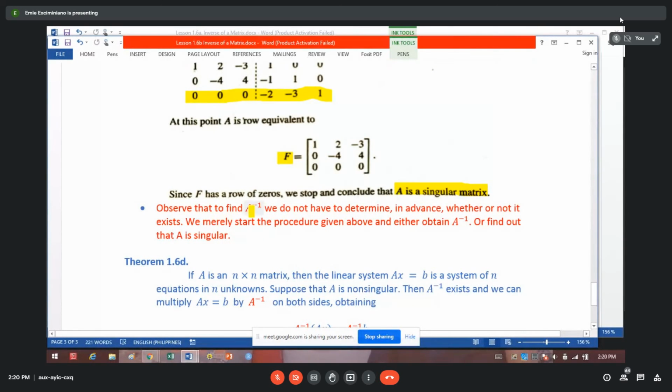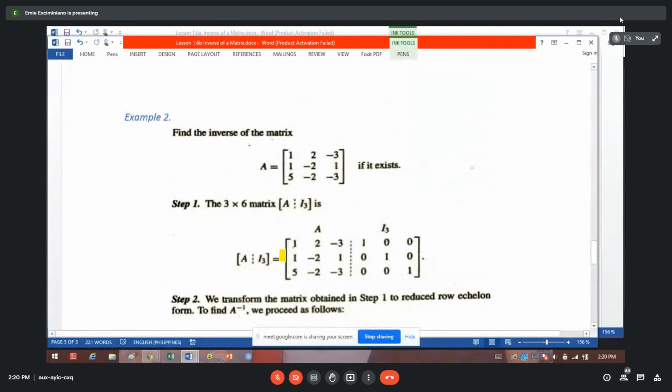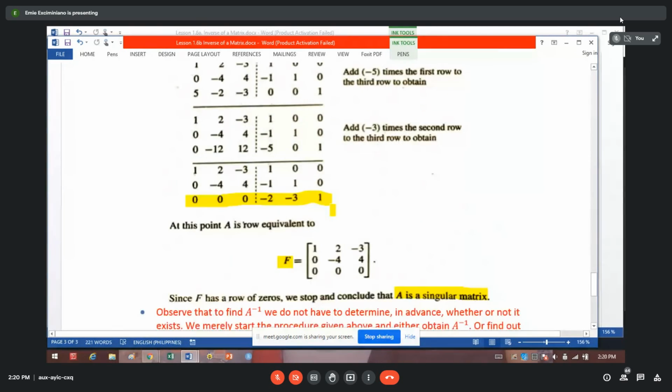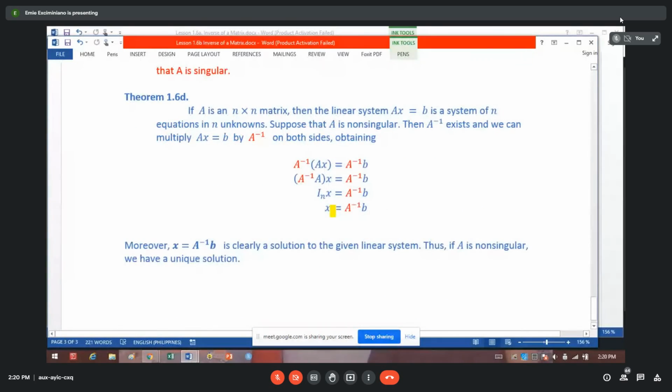Observe that to find the inverse of A, we do not have to determine in advance whether or not it exists. We merely start the procedure given above and either obtain the inverse of A or find out that A is singular. So you have to go through the process. You cannot really see whether a particular matrix has an inverse or has no inverse. So we have an additional theorem.